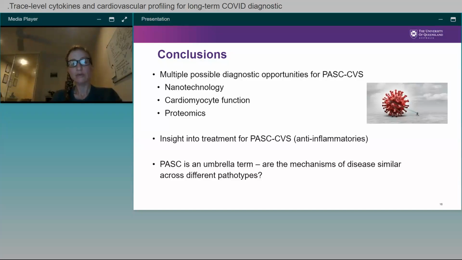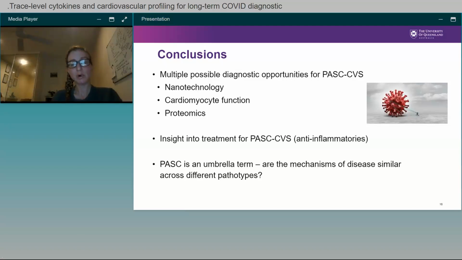So just to sum up what I've shown you today, by exploring these cardiovascular complications of long COVID, what we think we've identified is multiple new diagnostic opportunities for long COVID. And as I said earlier, this is really key because we've got a community of patients out there who are experiencing symptoms, cannot get definitive diagnoses, and are sometimes dismissed by people in the medical community who do not believe in long COVID.